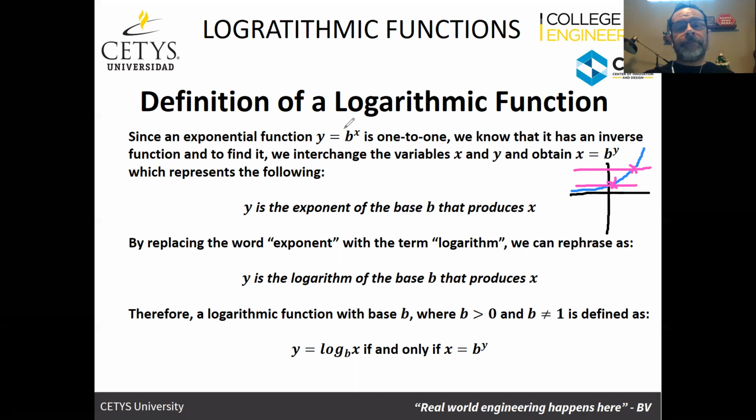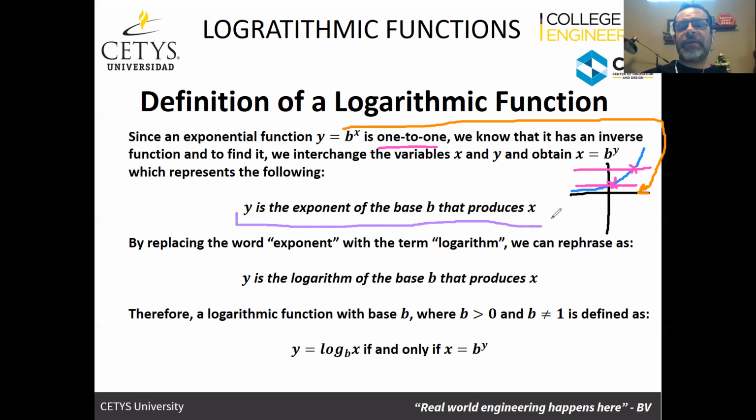This is the exponential function that we're drawing here. Okay, and so if we have y equals b to the x, and this is a one-to-one function, then the inverse of it would be x equals b to the y. Using the same procedure that we used previously for the inverse, we substitute x for y and y for x. And so the way we enunciate this or say this is that y is the exponent of base b that produces x.